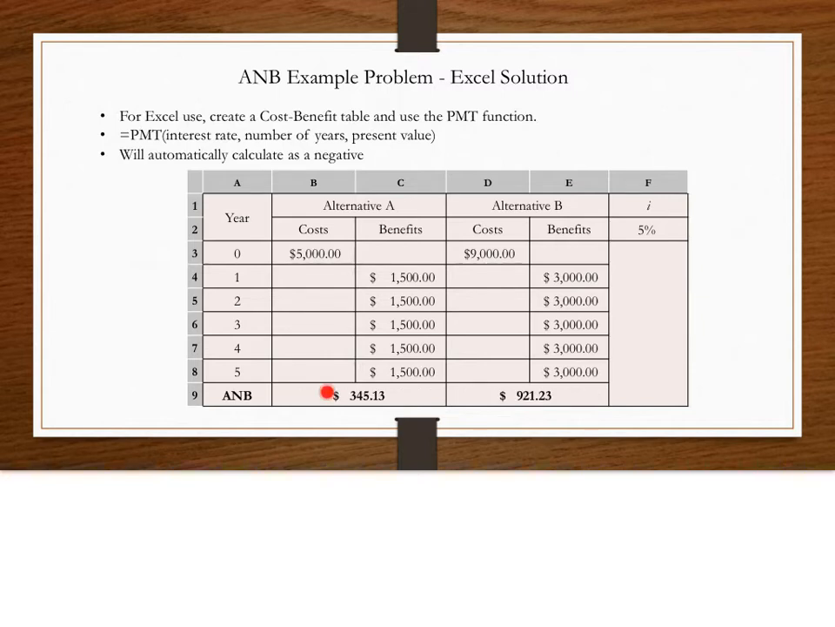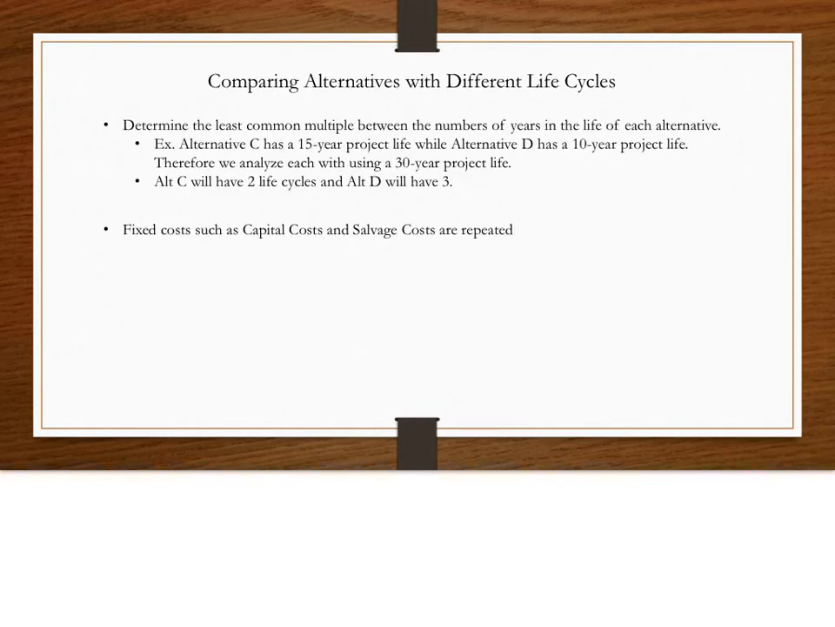And as you can see, we end up with the same answers that the equations gave us. Now, in most cases, different alternatives will have different project lives. You can't simply do a present worth net benefit or annual net benefit on them because it would not be an accurate comparison. If that were the case, the outcome would be skewed to the alternative with the longer project life. So what we do instead is find the least common multiple of the project lives and then repeat the cash flow periods so the alternatives have an equal project life.